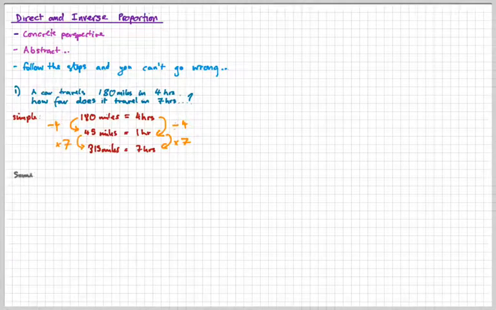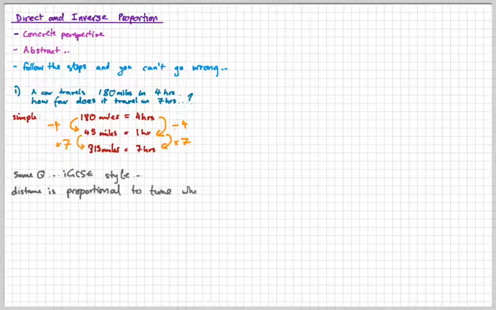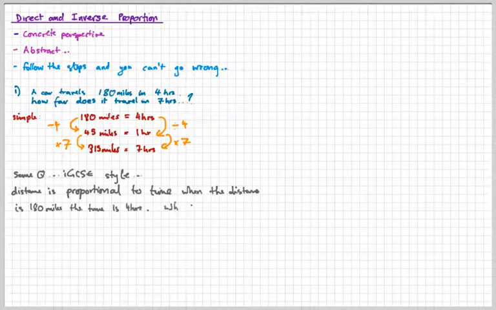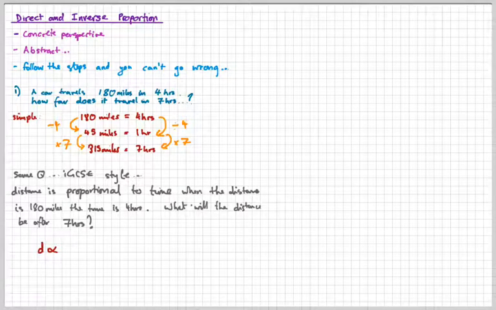Now here is the same question, but in an IGCSE style. So distance is proportional to time. When the distance is 180 miles, the time is 4 hours. What will the distance be after 7 hours? Okay. So the question is phrased in a slightly different way. We have this idea that distance is proportional to time. Now this particular part we can turn into maths.